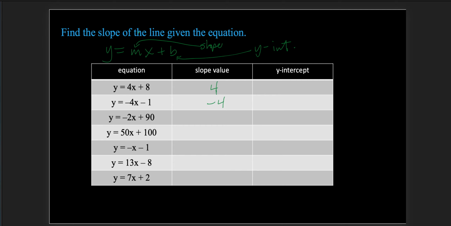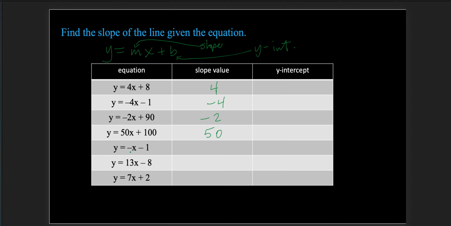And then, so we'll go down and do the slopes first. If you want to pause the video and run down and do the slopes, write down the slopes on your paper and see how you do, that'd be a good idea. So all the slopes are right here in front of x. The coefficient of x, negative 2. The slope here is 50.